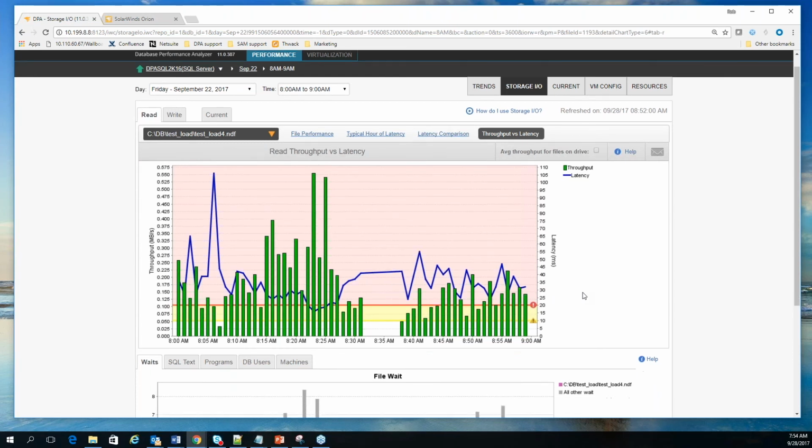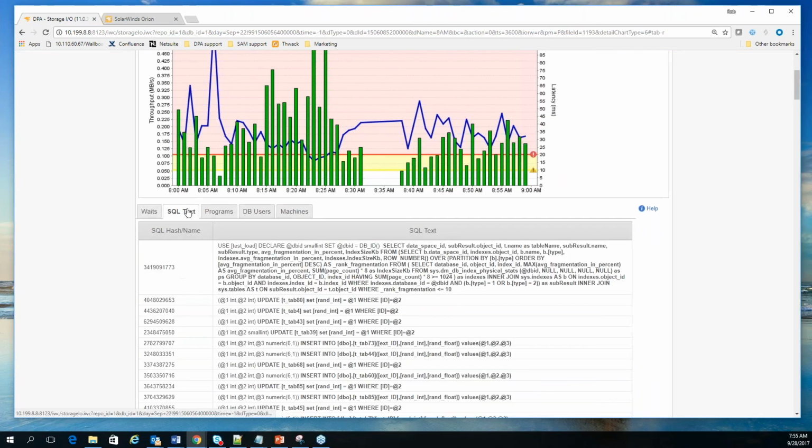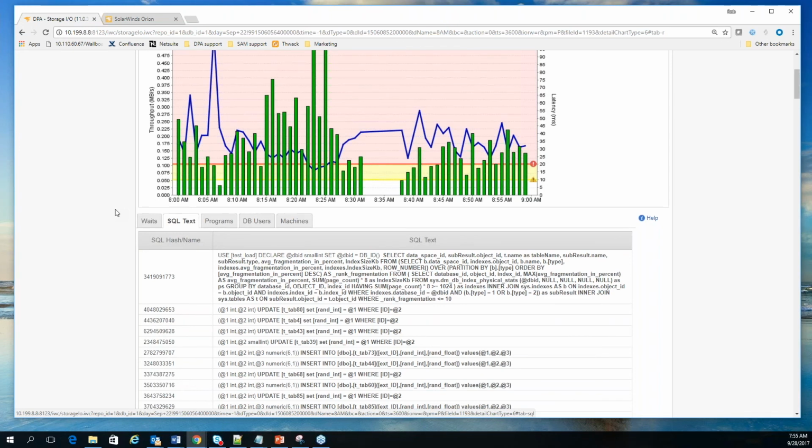The other cool thing here is that I can see overall whether I/O is something significant within my environment versus all the other waits within my database, like locking and blocking, even CPU activity. And even better, I can tell you what SQL statements are hitting this file and driving the traffic for I/O for this file. So, a pretty nice deep dive.